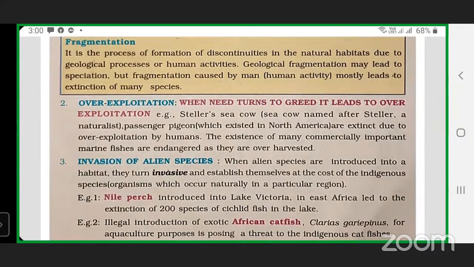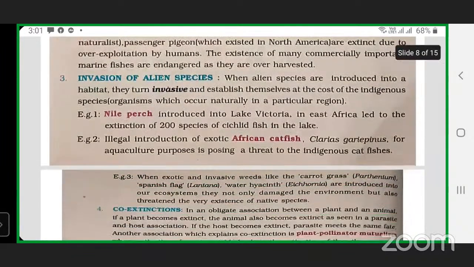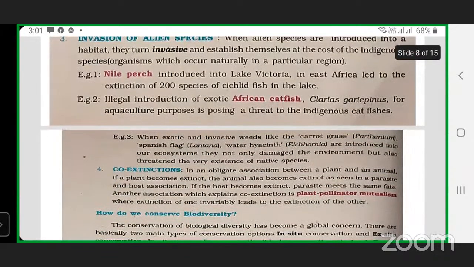Indigenous means our native species are affected by the imported species. For example, Nile perch introduced into Lake Victoria in East Africa led to the extinction of 200 species of cichlid fish in the lake. So invasion of Nile perch can damage our native species. Illegal introduction of the exotic African catfish, Clarias gariepinus, for aquaculture purpose is posing a threat to the indigenous catfishes. When exotic and invasive weeds like carrot grass Parthenium, Spanish flag Lantana, and water hyacinth Eichhornia are introduced into our ecosystems, they not only damage the environment but also threaten the very existence of native species. So our native species are damaged by the exotic species.